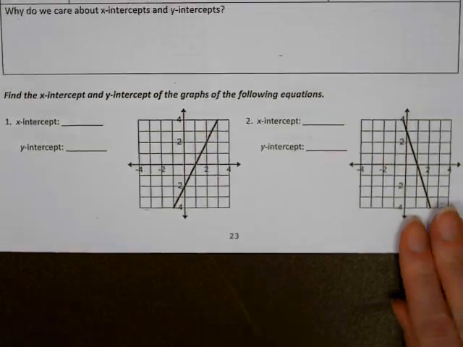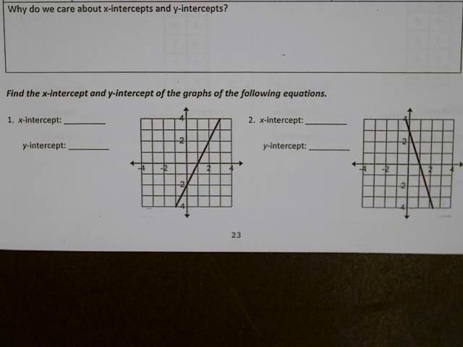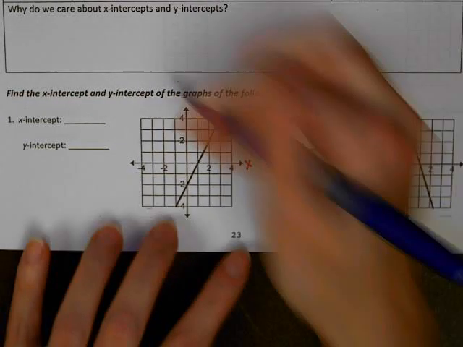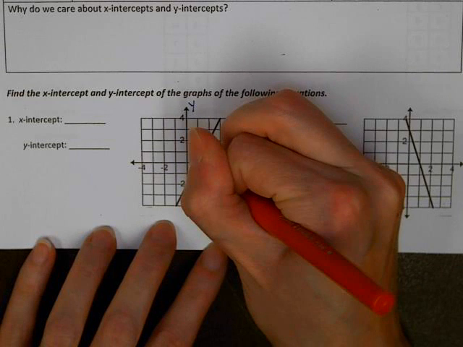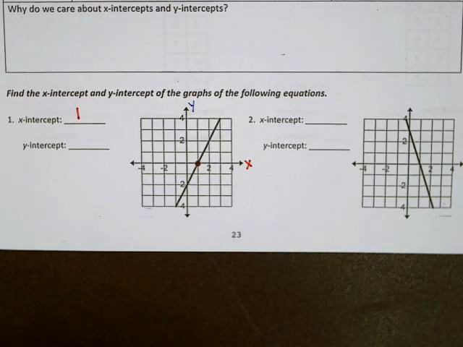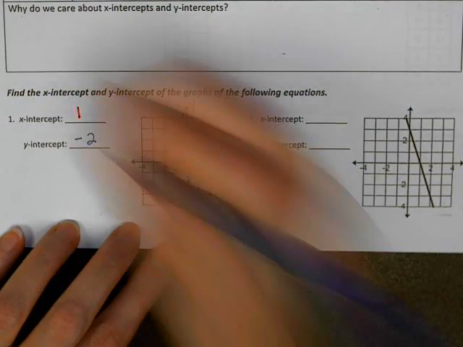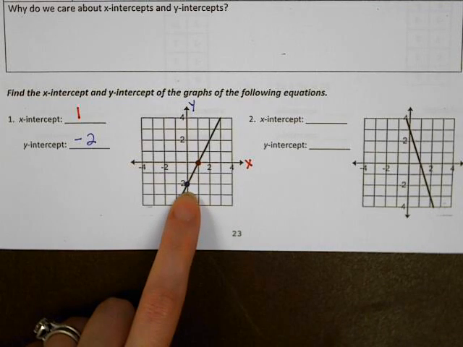So given a graph, can you guys just simply tell me what the x and y-intercept are? So number 1, the x-intercept, just look where the graph crosses the x-axis, and the y-intercept, look where the graph crosses the y-axis. So I'm hoping you guys say the x-intercept is right here at 1, and the y-intercept is right here at -2. Now, I know you can't see the negative sign, but if it's down, it's always negative.